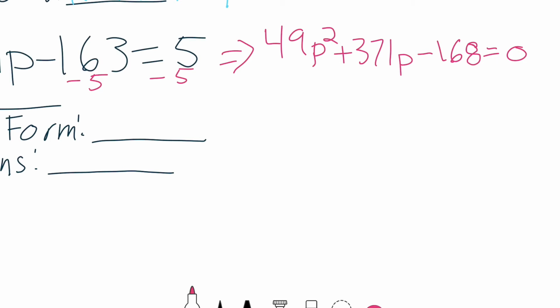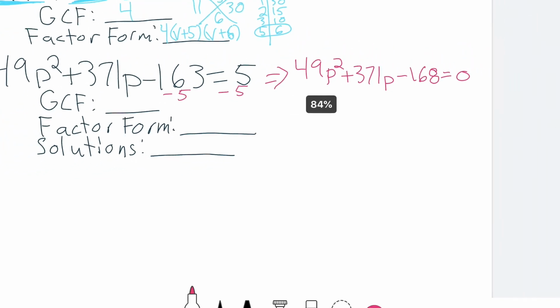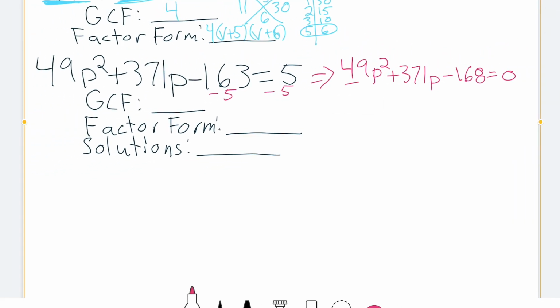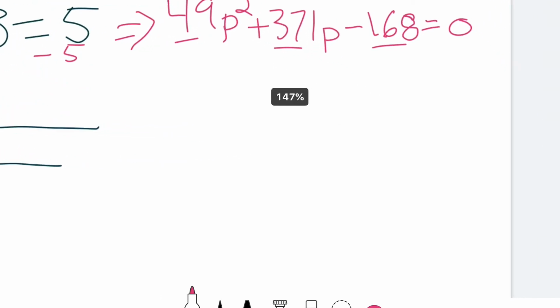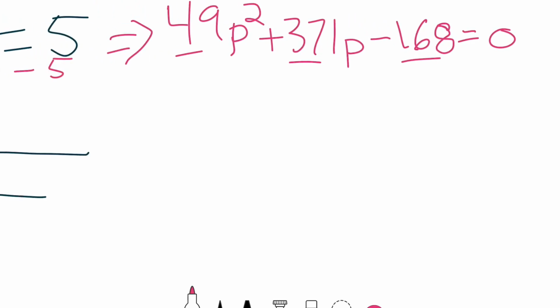So what we want to do is see if there's a greatest common factor. Hopefully, if you see a 49, it's kind of an indication that you should try 7. Can 7 go into 49, 371, and 168 evenly? Yes, it can. So our greatest common factor is 7. So we're going to come in here. We're going to have 7 out front, and we're going to divide all of the terms out by 7.